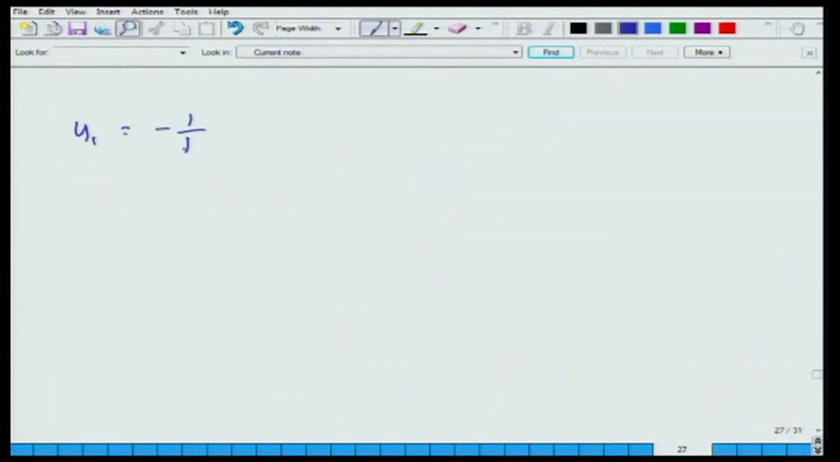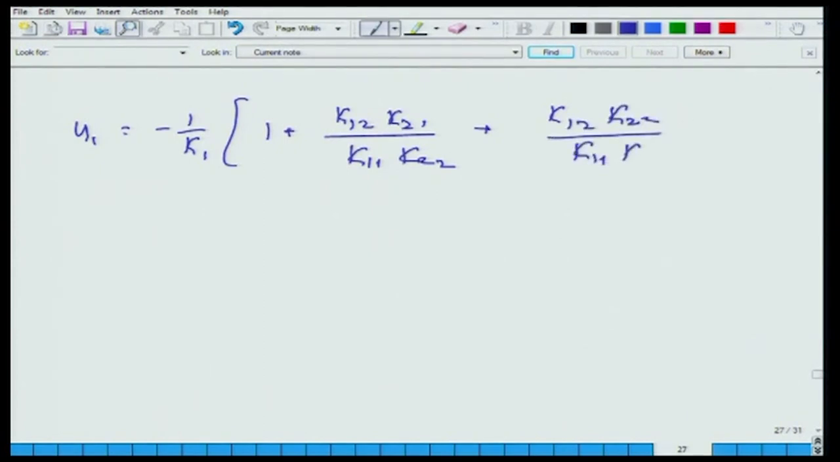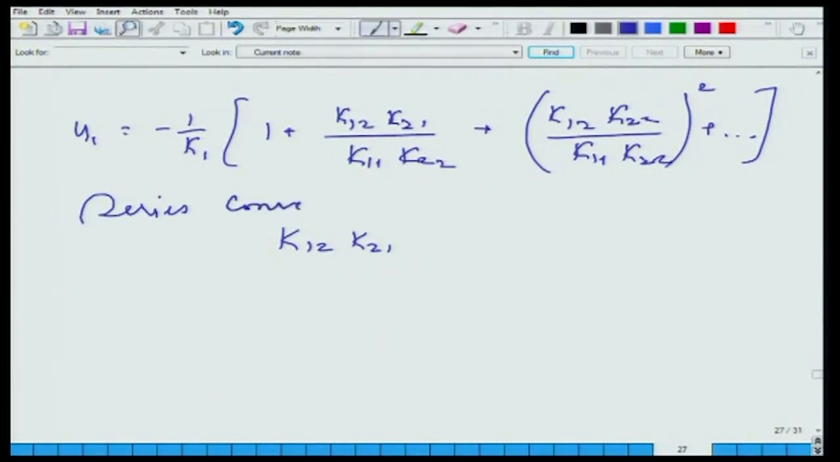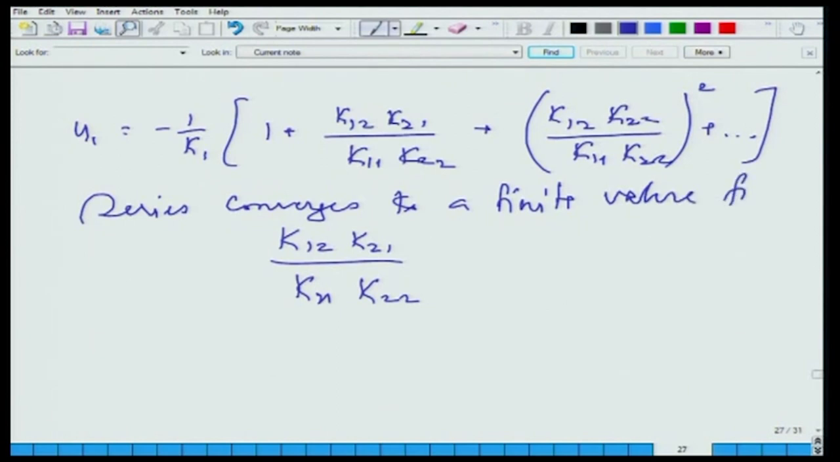U1 has to change by this: 1 plus k12 k21 divided by k11 k22, plus k12 k21 divided by k11 k22 whole square, plus and so on so forth, an infinite series. This infinite series will converge to a finite value if and only if this multiplication factor, k12 k21 by k11 k22, is less than 1.